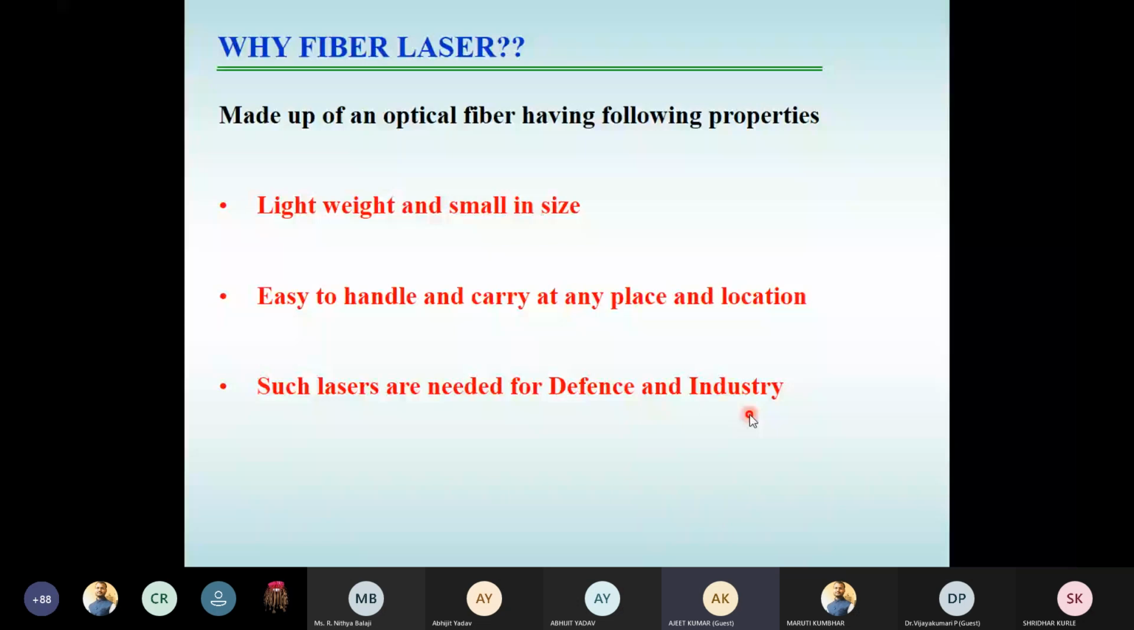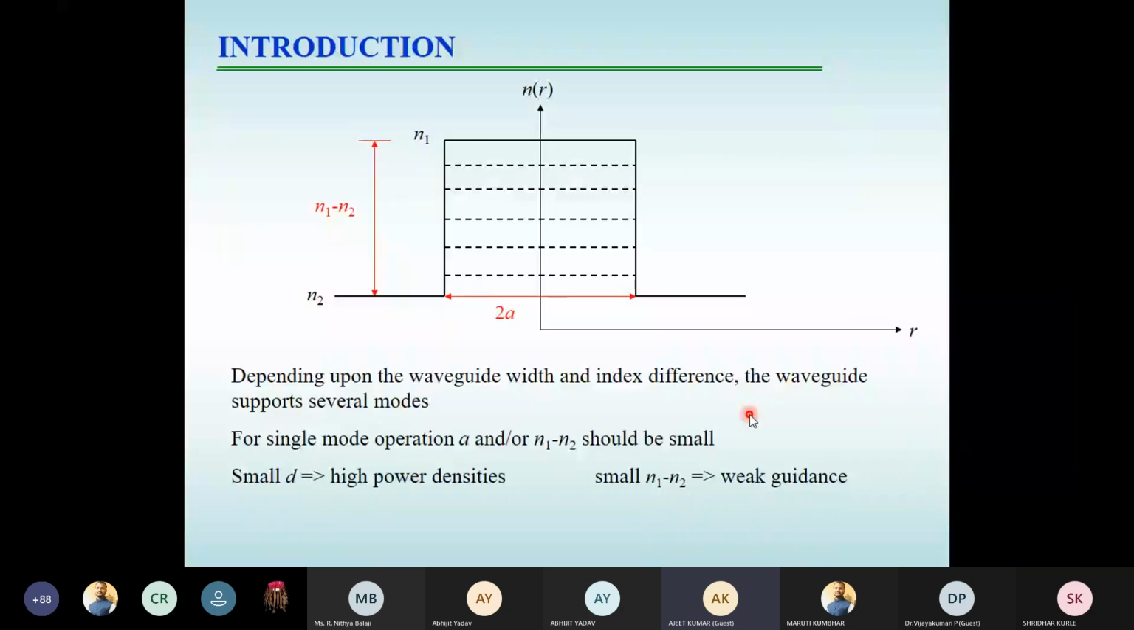This is the typical refractive index profile of any fiber or waveguide, where this is the refractive index of core and cladding, and this is the width of the film. Depending on the difference of N1 and N2 and the width, this waveguide provides you a number of modes. If you're looking for single mode operation, it means N1 minus N2 should be small, and this A should also be small.